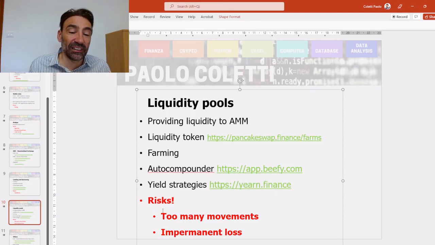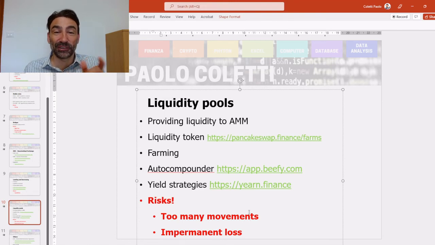Okay, what are the risks here? Too many movements without any doubt. So I tried PancakeSwap, and you continuously are trying to move because there is a better opportunity, but a better opportunity lasts for 3 days, then you move again. So you spend a lot of money in fees and in lost money because you also have some spread when you convert between a currency and another one.